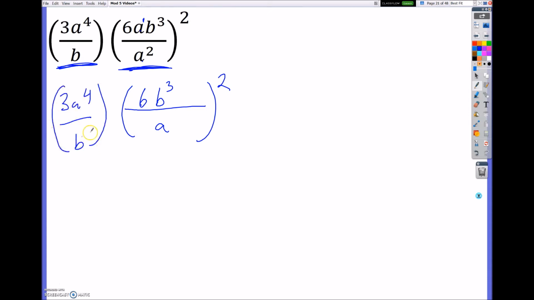The second thing I'm going to do is, after parentheses, I move on to exponents. Please don't multiply first, you will get the wrong answer. So what I need to do now is distribute this 2 to each and every term inside, each and every number and variable. So I'm going to have 6 to the second power, b to the third power to the second power, and a to the second power. This is going to simplify to 36 b to the sixth power, because we are multiplying 3 times 2 is 6, all over a to the second power.